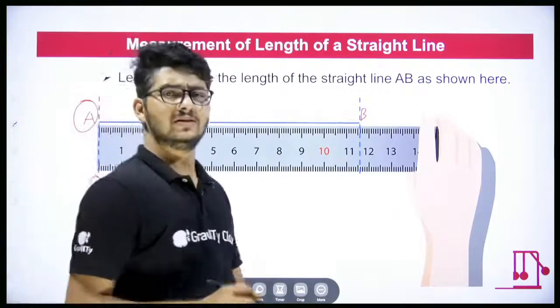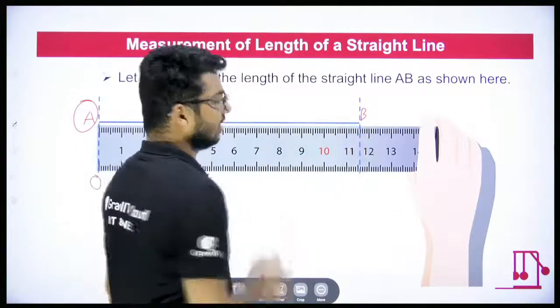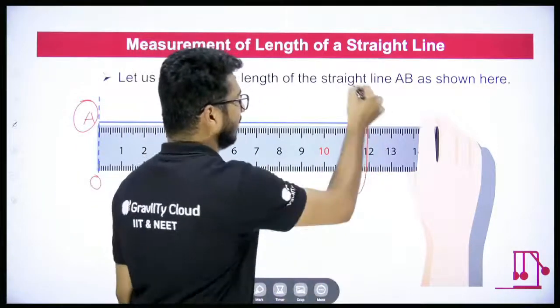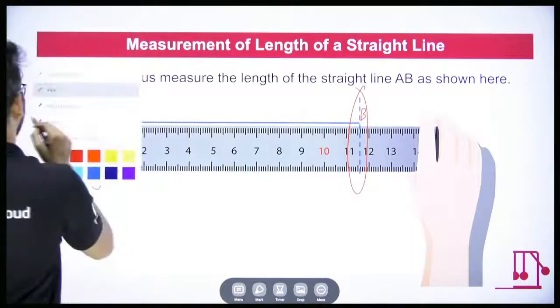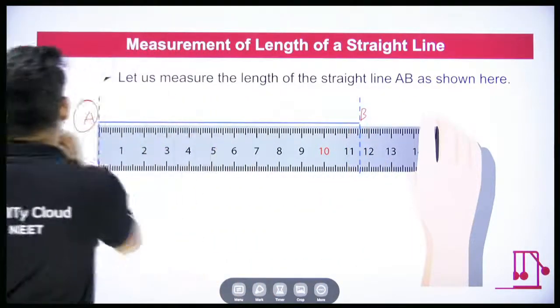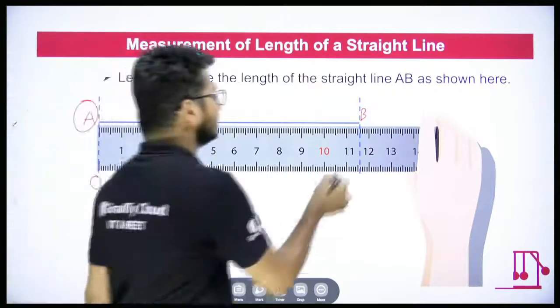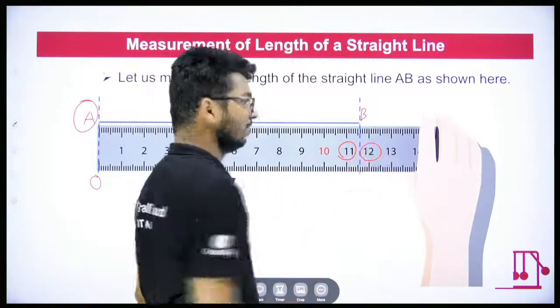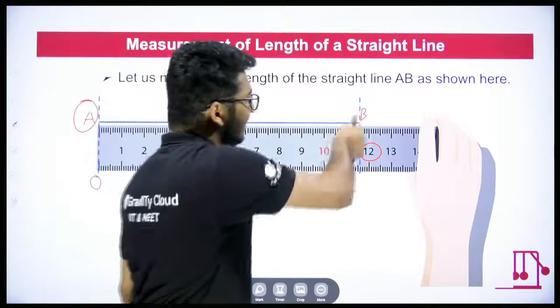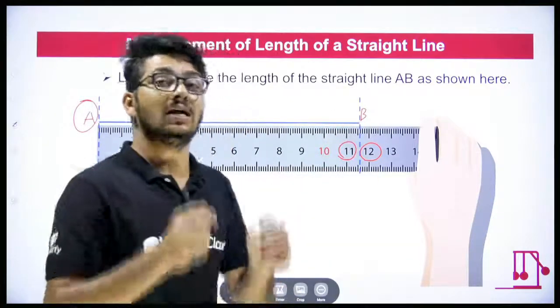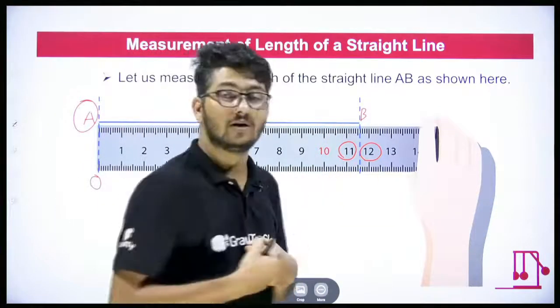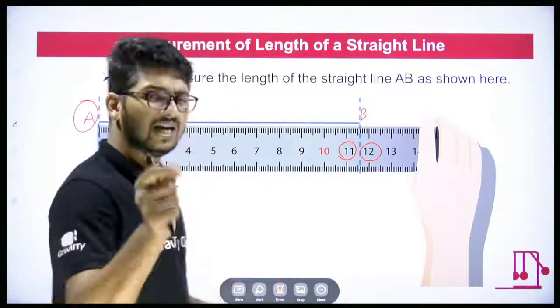Now there is one interesting thing. Sir, it is between 11 and 12. If I look at this blue dotted line, which represents the end of the line AB, the end B, it is between 11 and 12. But still you have readings in between, sir. How do we talk about that? How do we write them down? How do we mention that? I'll show it to you.